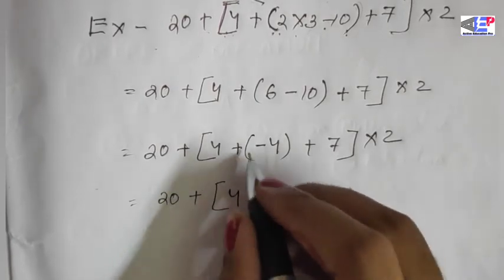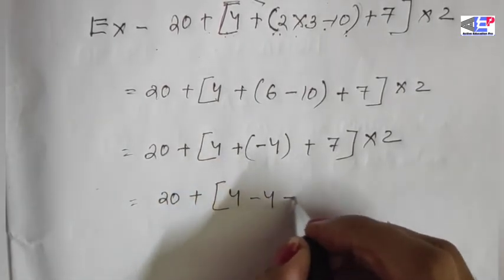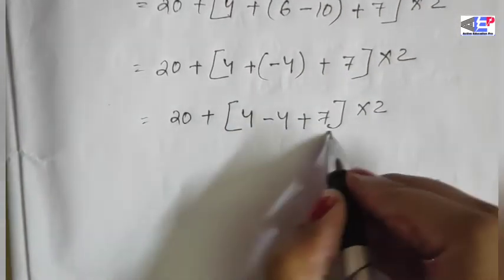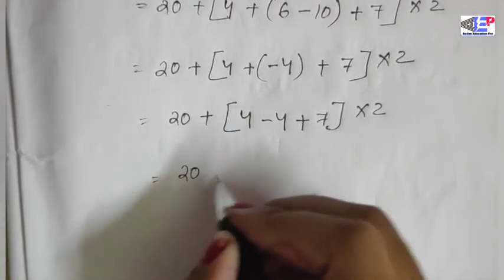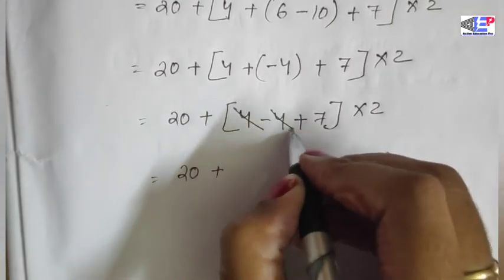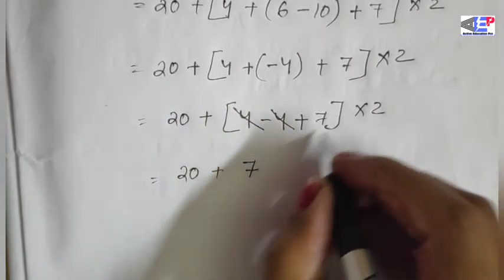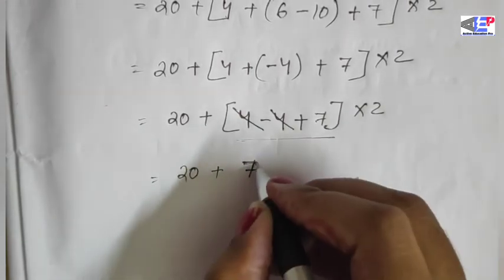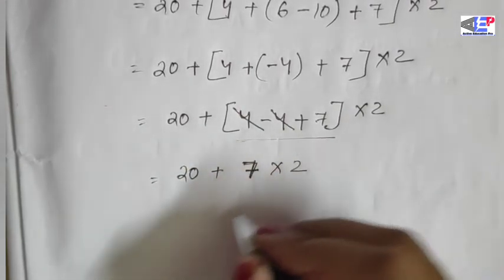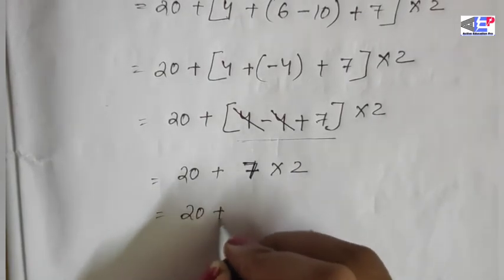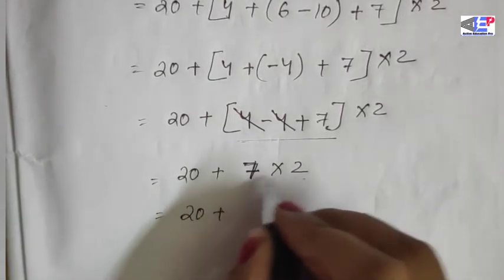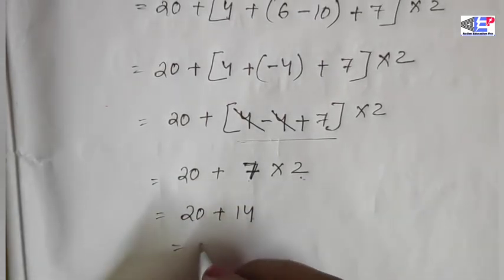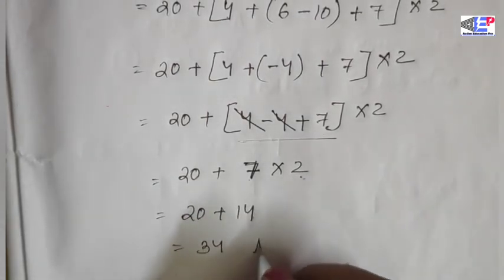20 plus 4, here plus into minus, minus 4 plus 7, into 2. Then remove this bracket. 20 plus, 4 minus 4 cancel, then 7. This bracket answer is 7. If we solve this bracket, then answer is 7 into 2. As per BODMAS rule, first multiply these two numbers. 7 into 2 is 14. Then 20 plus 14 is 34. This is your answer.